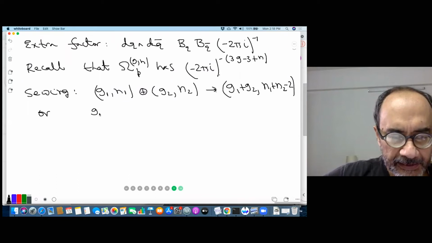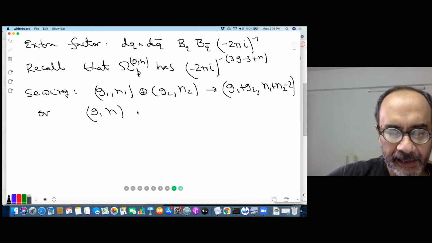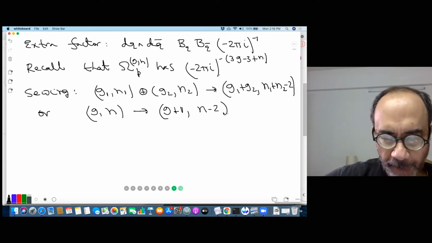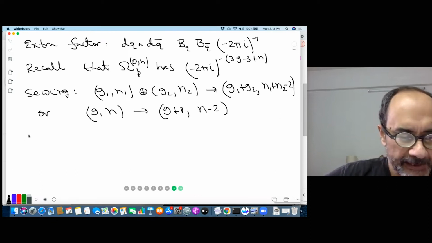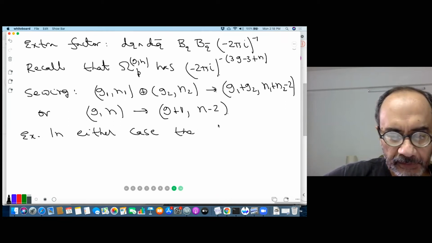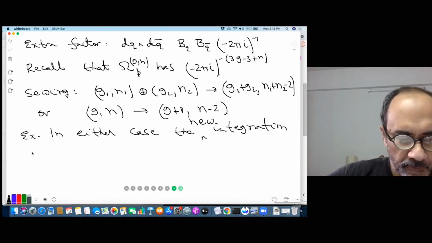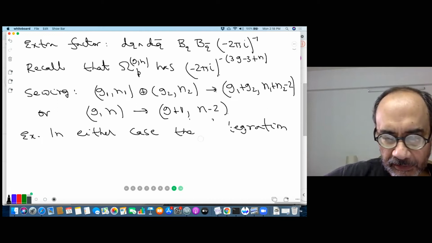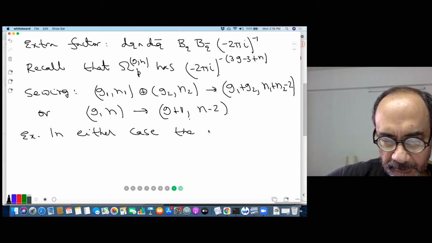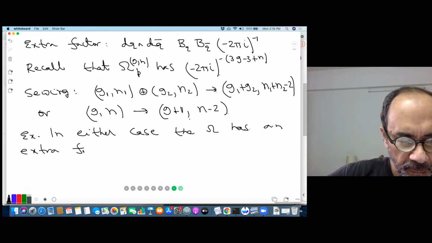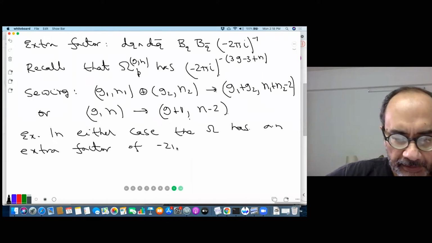Or it can take a single Riemann surface of genus g and n punctures. When you sew 2 of the punctures on the single Riemann surface, you add a handle, so g becomes g plus 1, and n goes to n minus 2 because 2 of the punctures are gone. So I leave it as an exercise to check that in either case, the new integration measure, the new omega, has an extra factor of minus 2 pi i inverse.